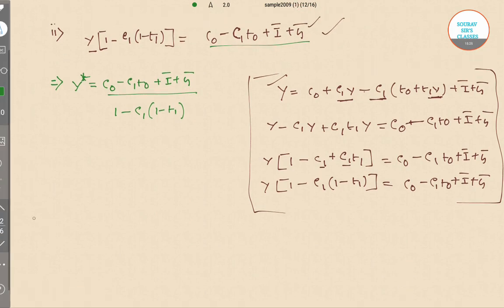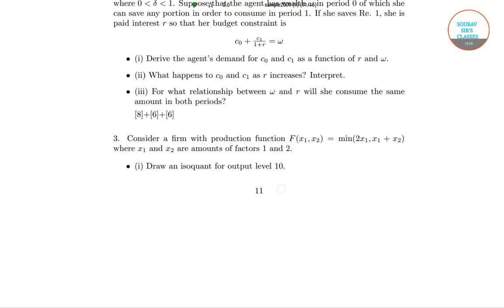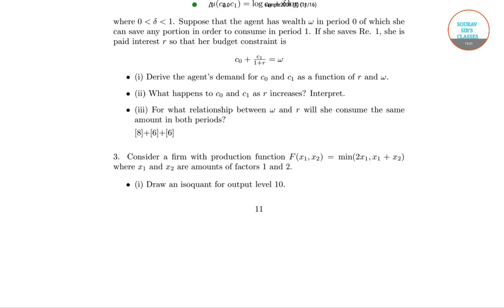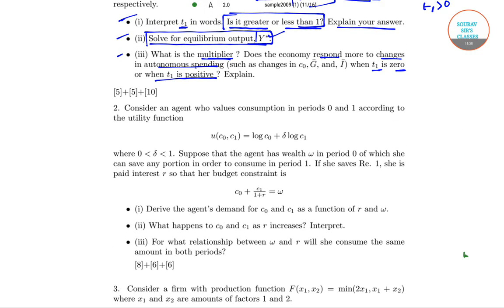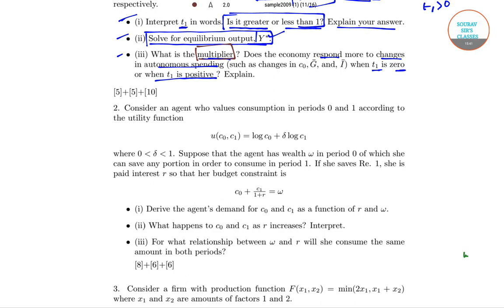Now we'll go to the last part of this question. In the last part it is given what is the multiplier. We have to find the multiplier first.